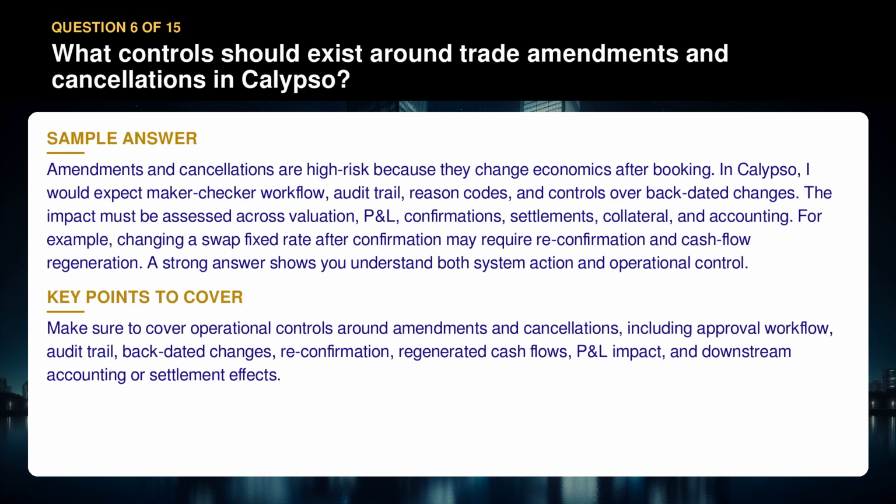Make sure to cover operational controls around amendments and cancellations, including approval workflow, audit trail, backdated changes, reconfirmation, regenerated cash flows, profit and loss impact, and downstream accounting or settlement effects.